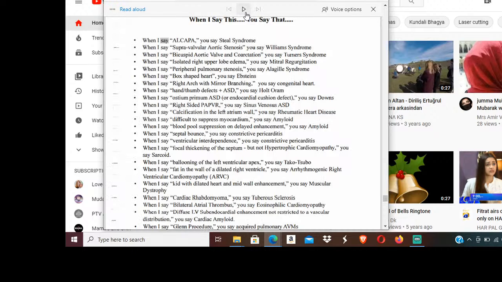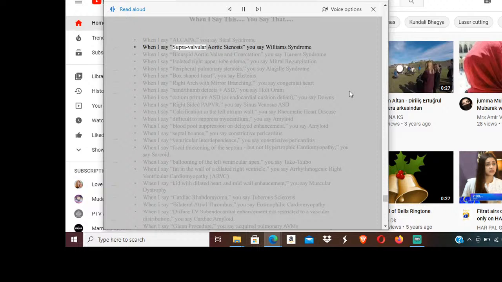When I say ALCAPA, you say Steele syndrome. When I say supravalvular aortic stenosis, you say Williams syndrome. When I say bicuspid aortic valve and coarctation, you say Turner syndrome. When I say isolated right upper lobe edema, you say mitral regurgitation. When I say peripheral pulmonary stenosis, you say Alagille syndrome. When I say box-shaped heart, you say Ebstein's. When I say right arch with mirror branching, you say congenital heart disease.